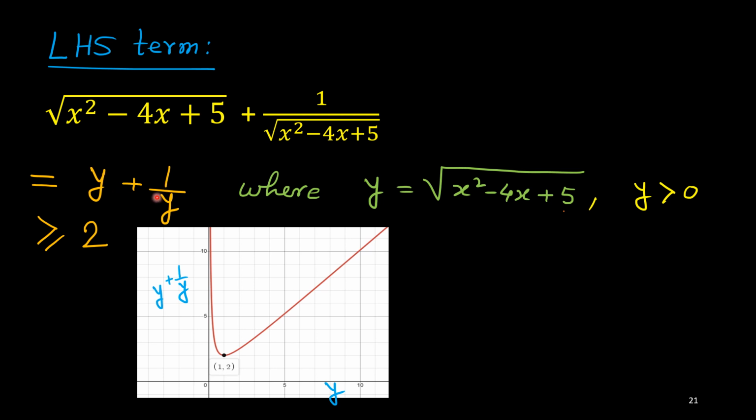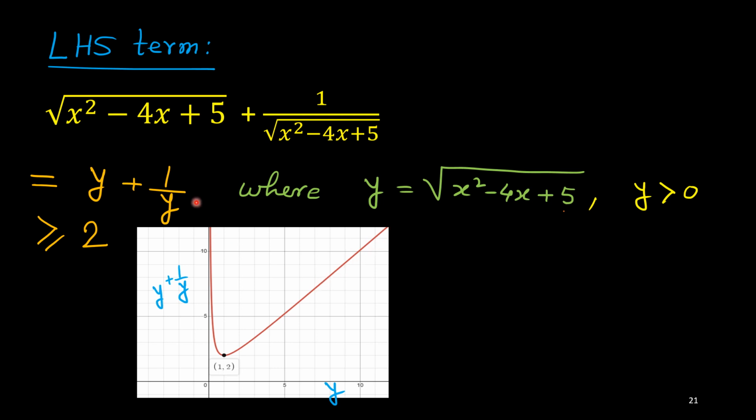This function, y plus 1 upon y, with respect to y. First, we can plot this one. You can see that for larger values of y, the second term 1 upon y is almost 0. If y is very large, then this is simply y. That means it is a straight line passing through the origin, and that could be the asymptote. So this curve will follow the straight line y equal to x.